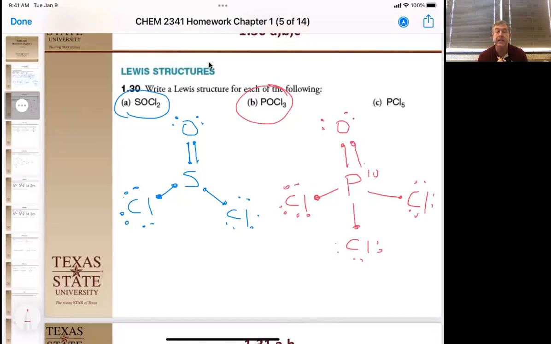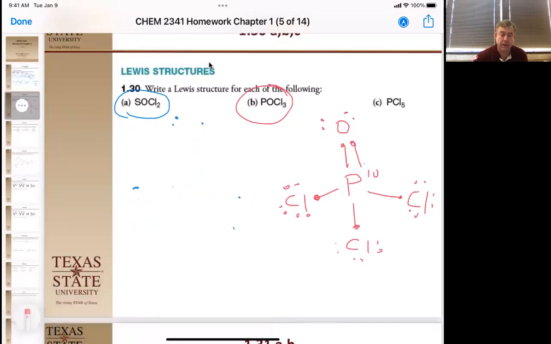Okay, so we see we want to make sure we look at how many electrons each atom brought in, how many times each atom should be bonding, and how many electrons are around each atom after they are bonded. Okay, so let's do the last one. Let's do this phosphorus pentachloride.